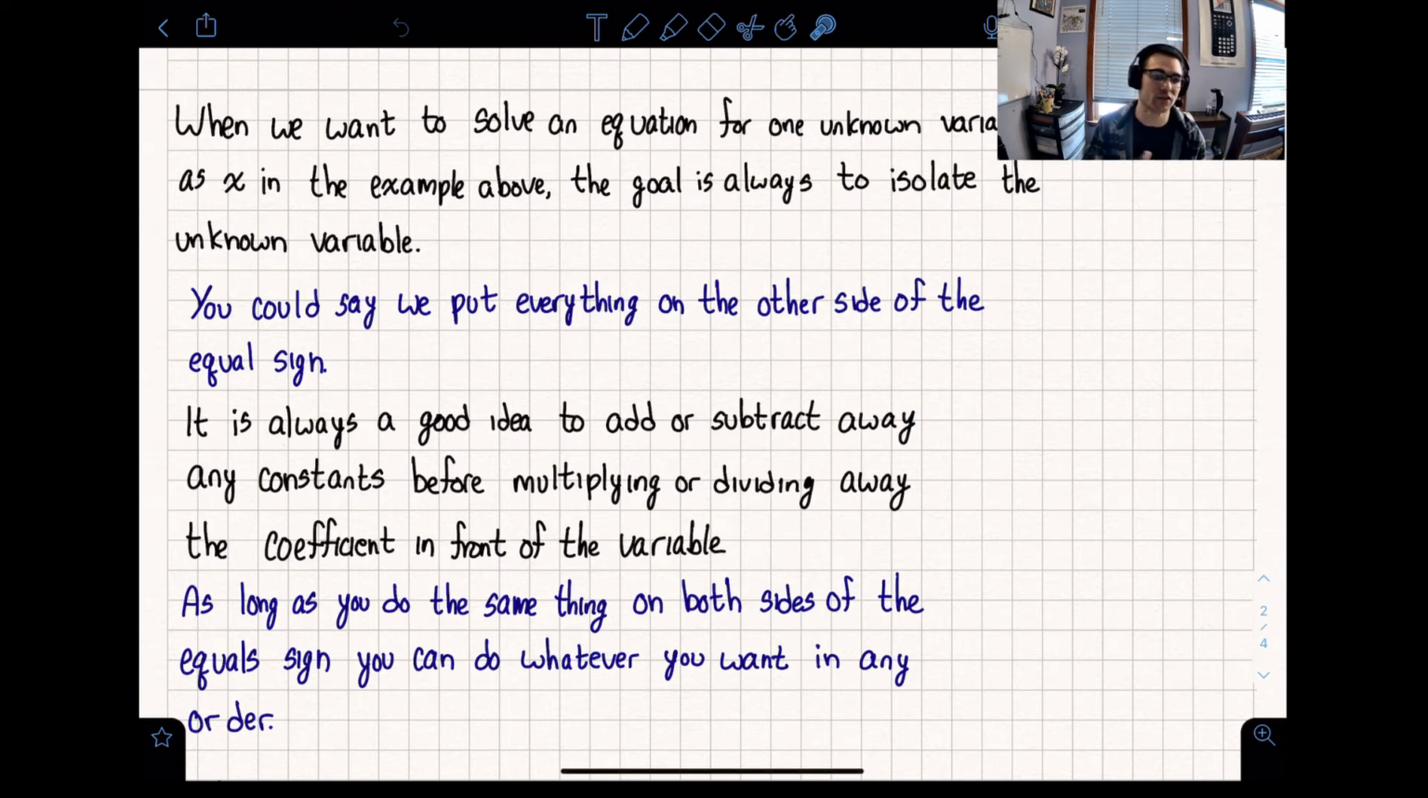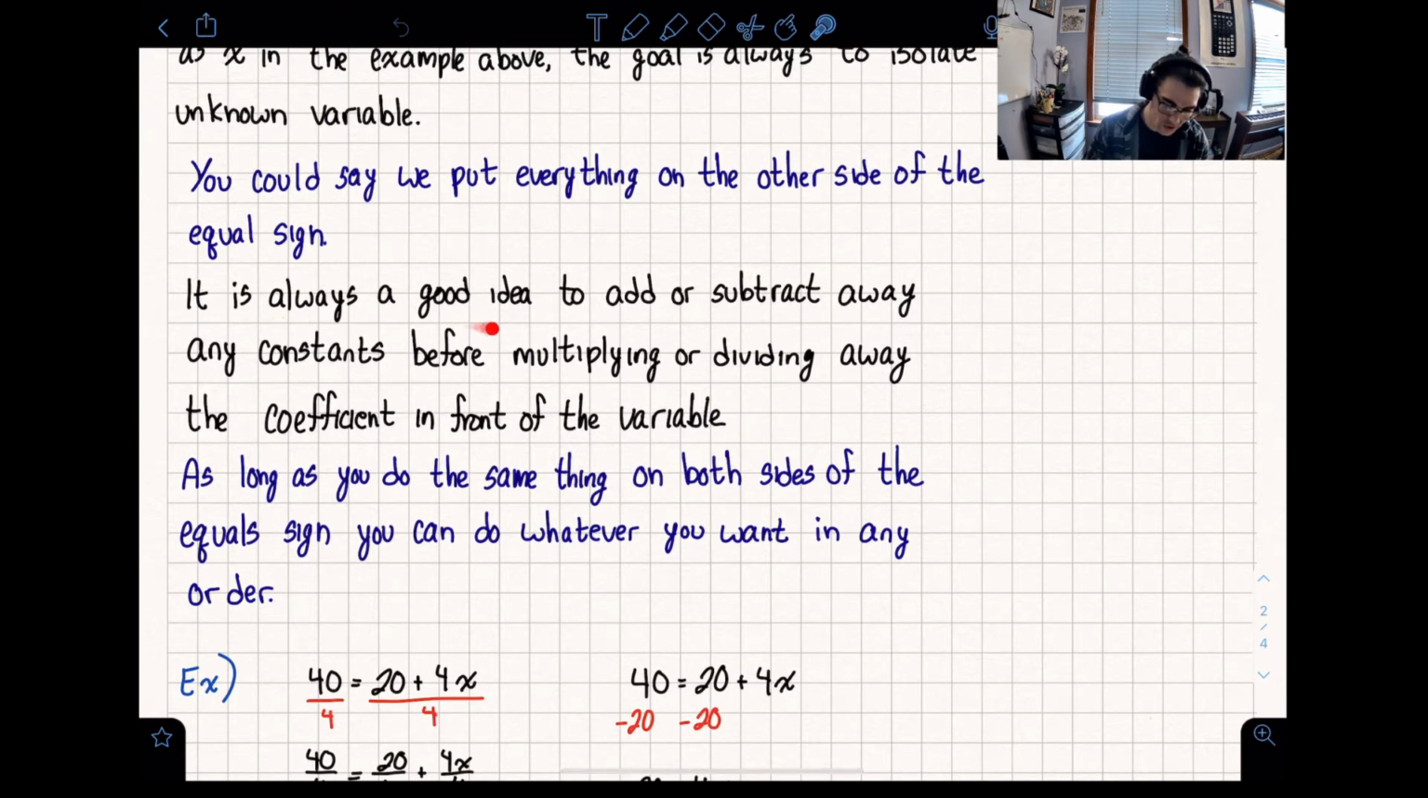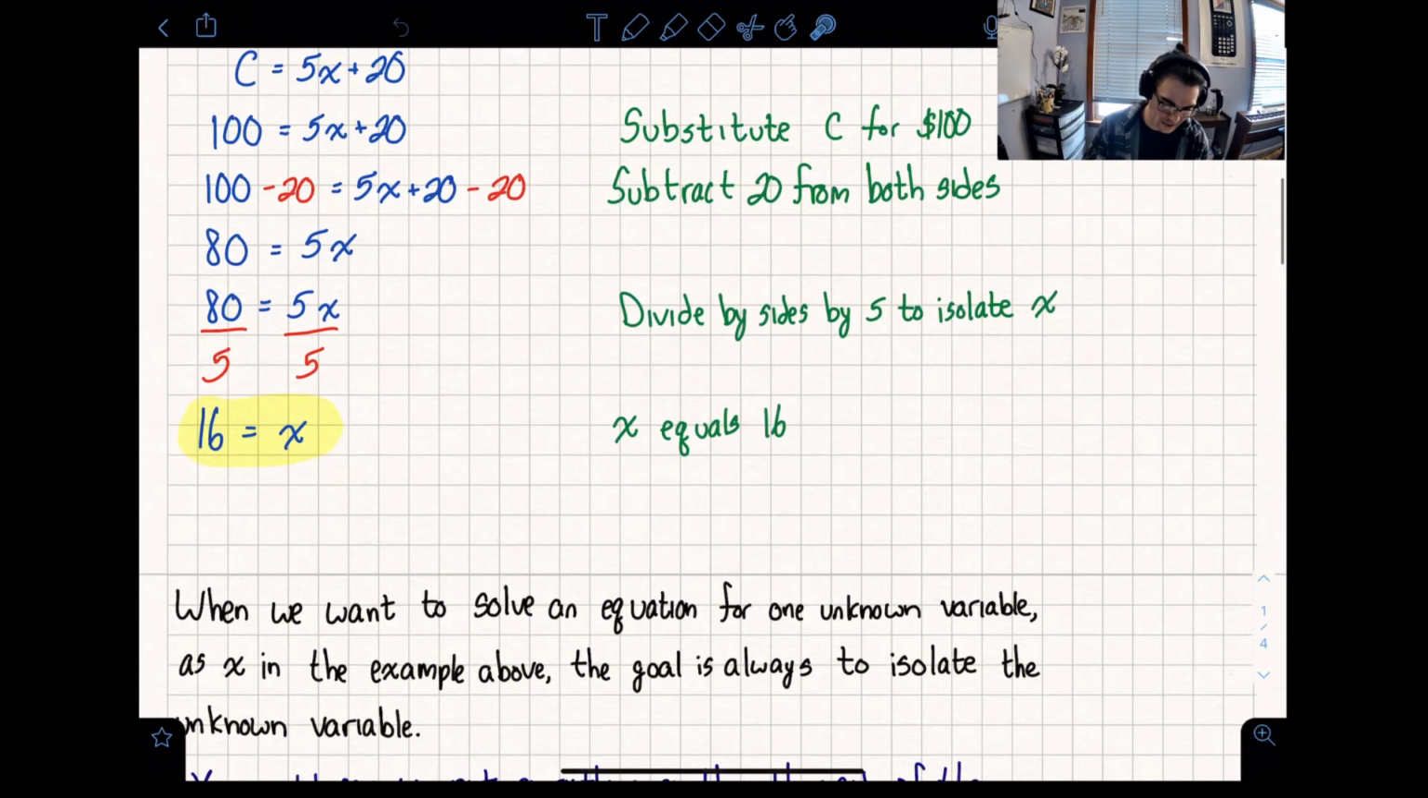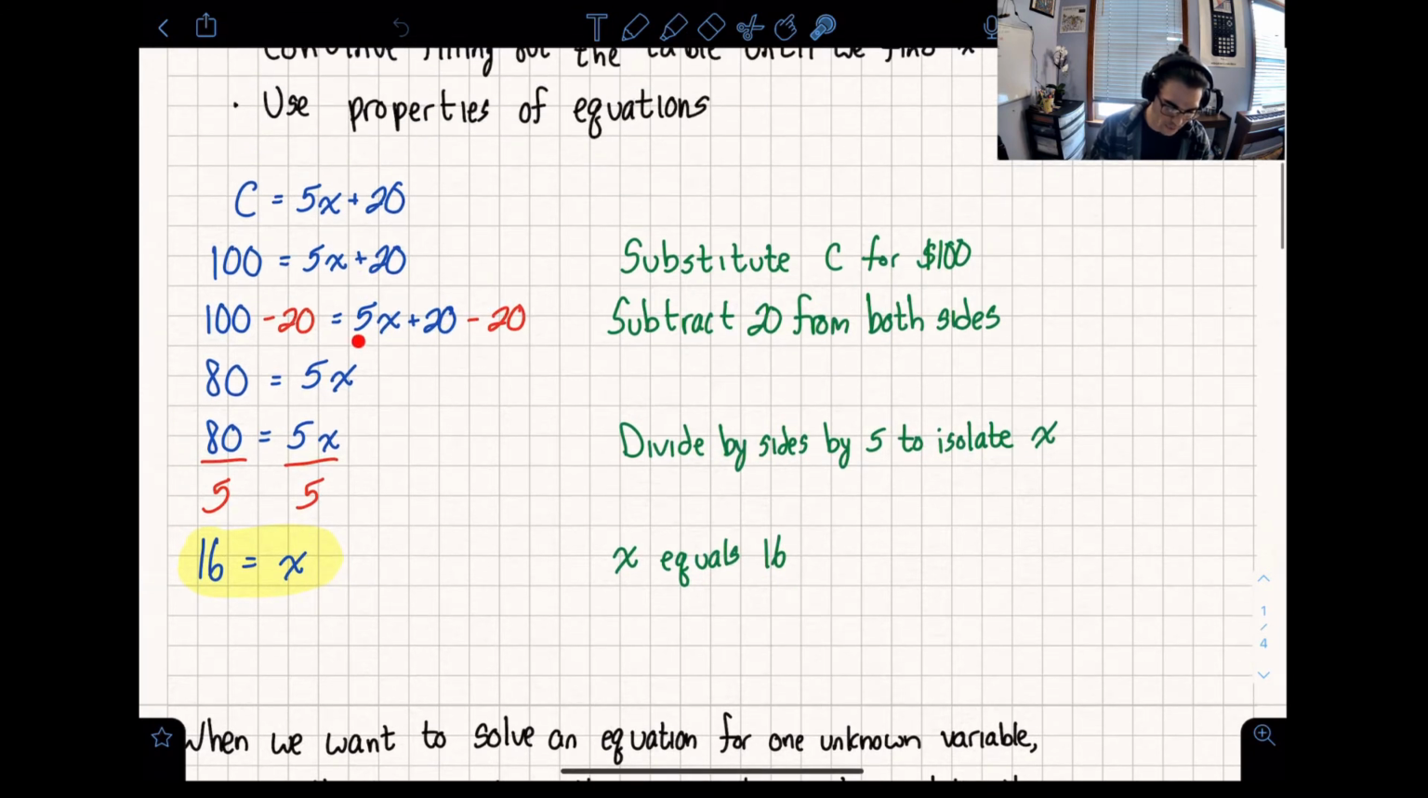You want to get everything to one side of the equal sign so that you have x all alone on the other. It is always a good idea to add or subtract away any constants before multiplying or dividing away the coefficient in front of the variable. All right, so I want to talk about that in the context of this problem here. This is the coefficient multiplying this variable, and this is the constant being added to this term. It is always a lot easier to get rid of any constants with no variables attached first.